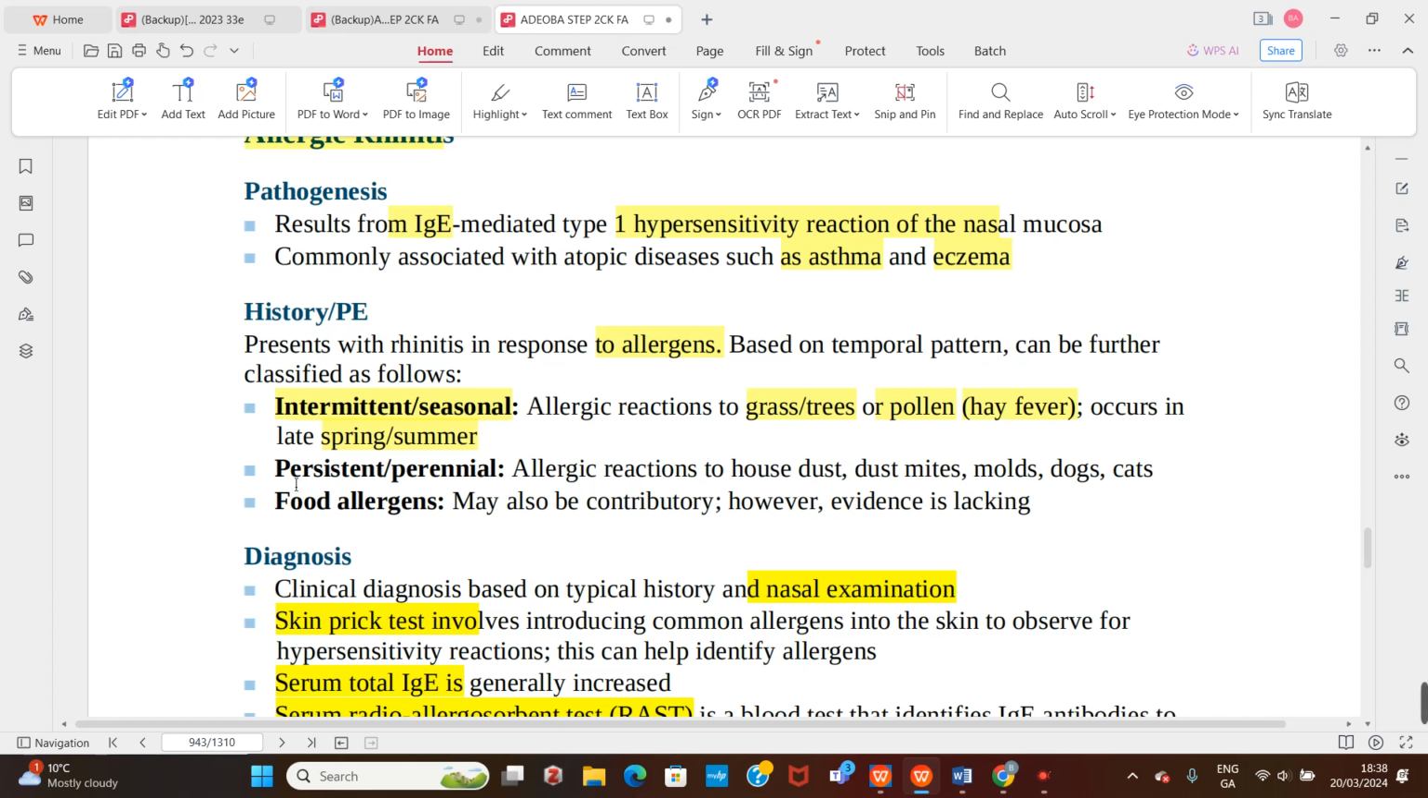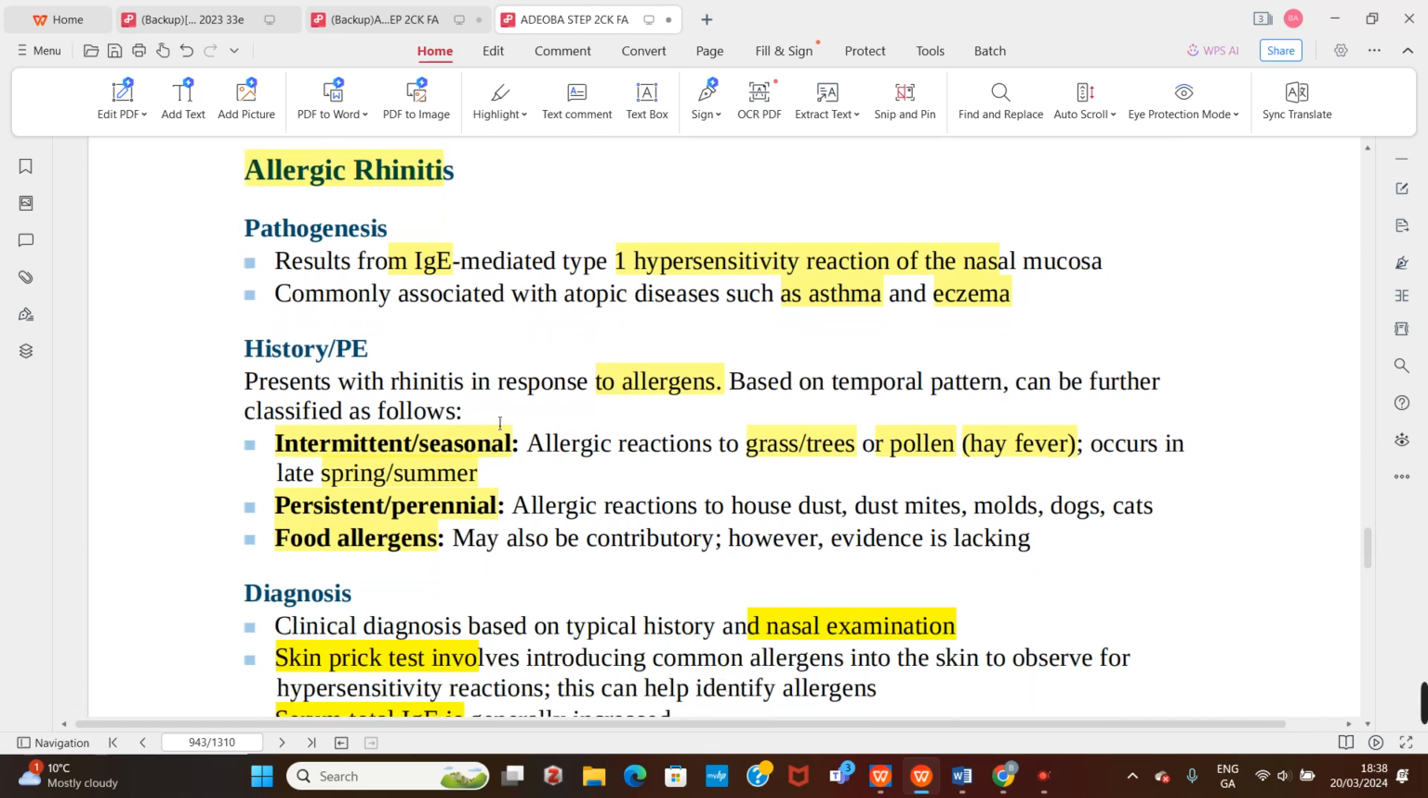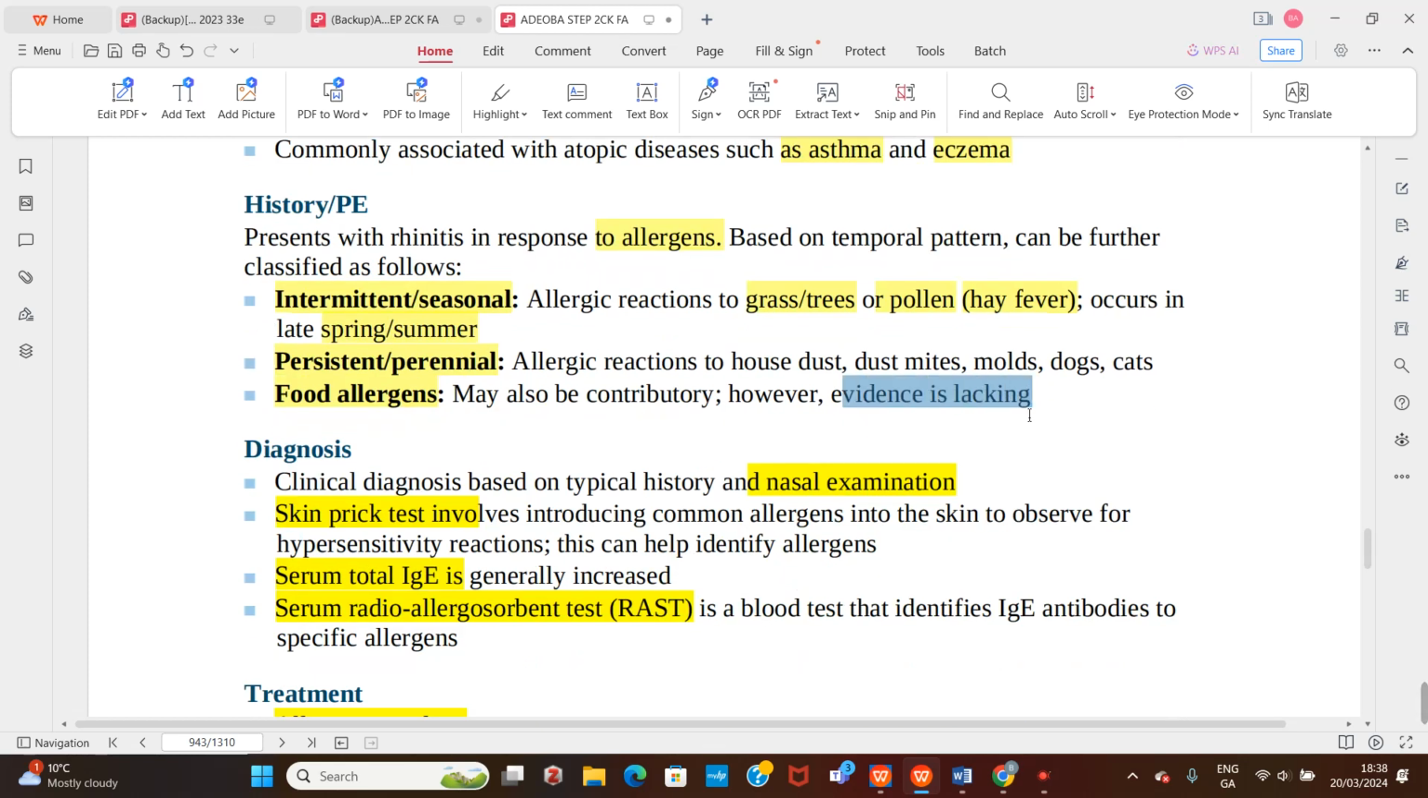While some people are going to have it persistently, because the allergic triggers are around them: either dust mites, mold, dog's hair, the fur of the cat, normal common stuff. Studies have shown that food allergens can also contribute to allergic rhinitis, but we don't have much evidence yet. So we'll focus on these two.